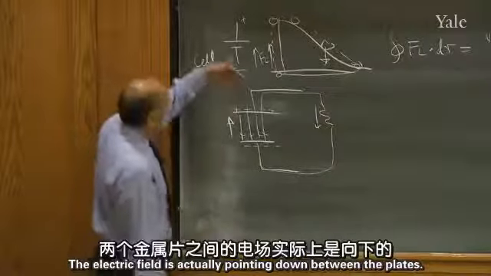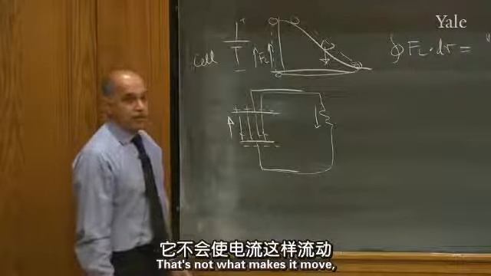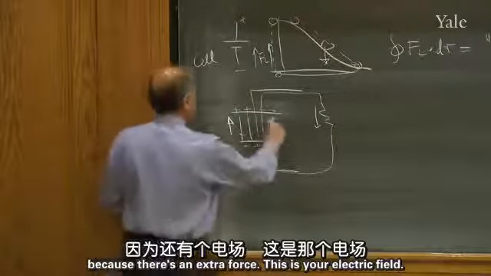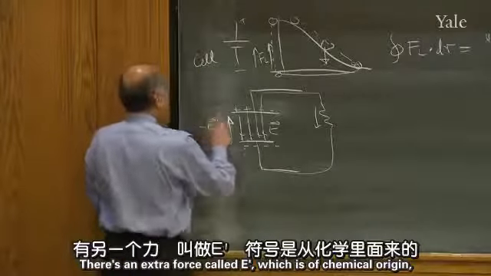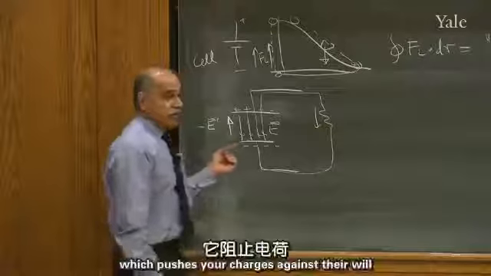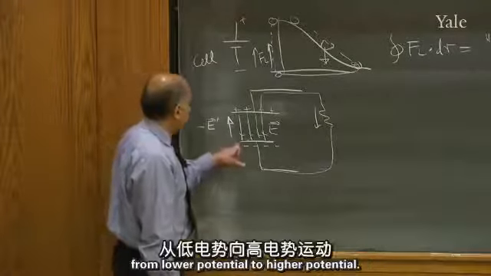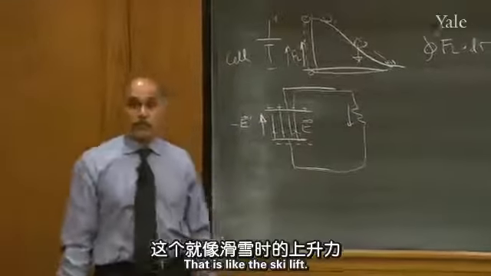The electric field is actually pointing down between the plates. That's not what makes it move. Because there's an extra force. This is your electric field. There's an extra force called E prime, which is of chemical origin, which pushes your charges against their will from lower potential to higher potential. That is like the ski lift.